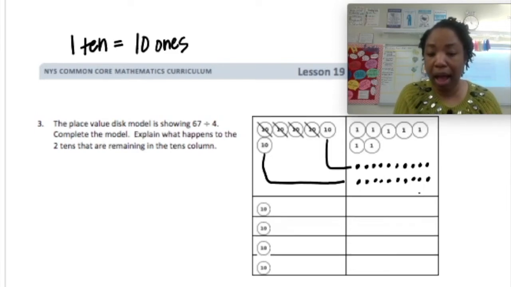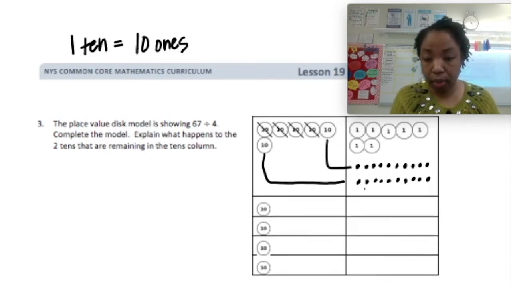So now I have 27 ones to be divided by 4. So I would do the same thing. Count by 4s, add 1 to each group.